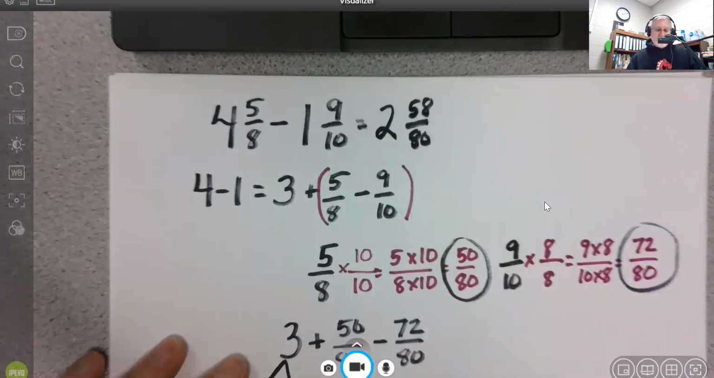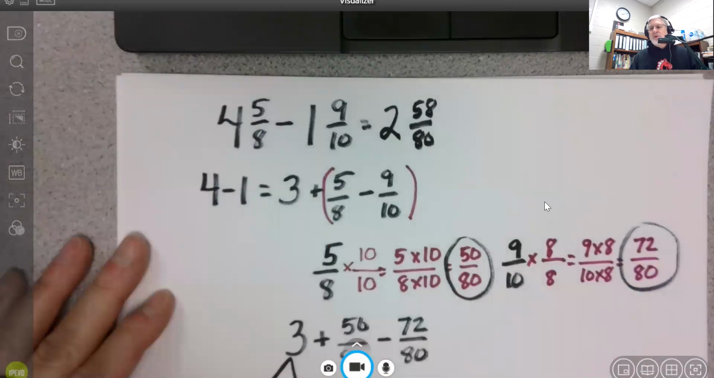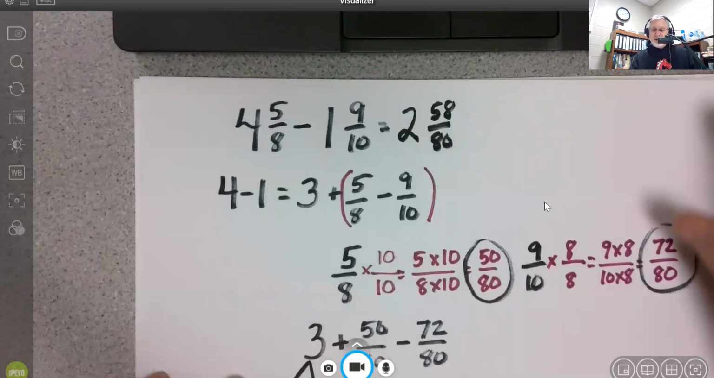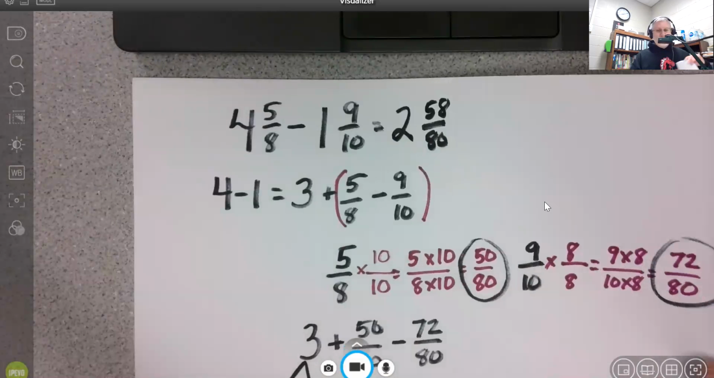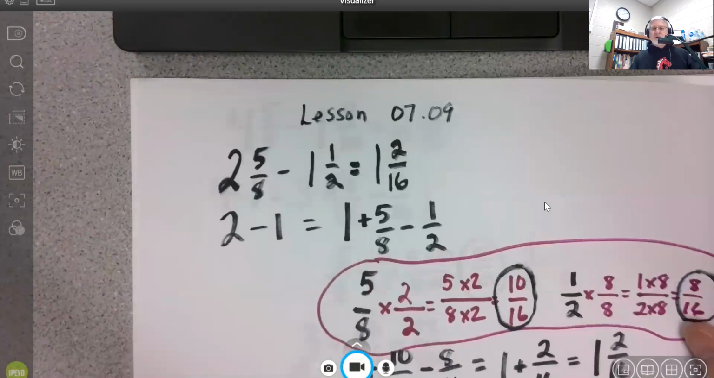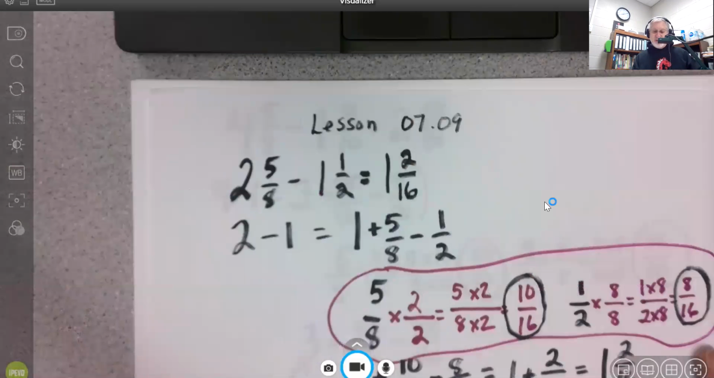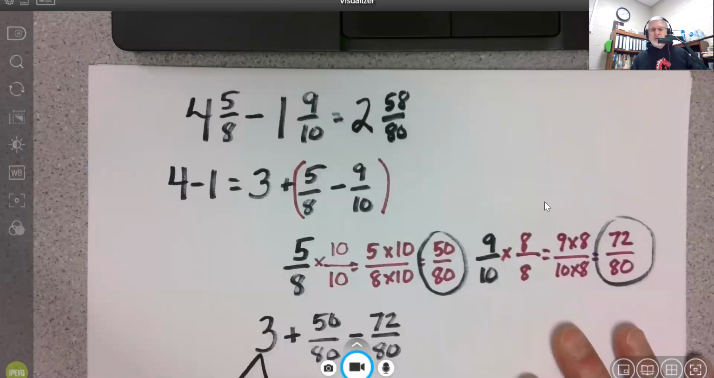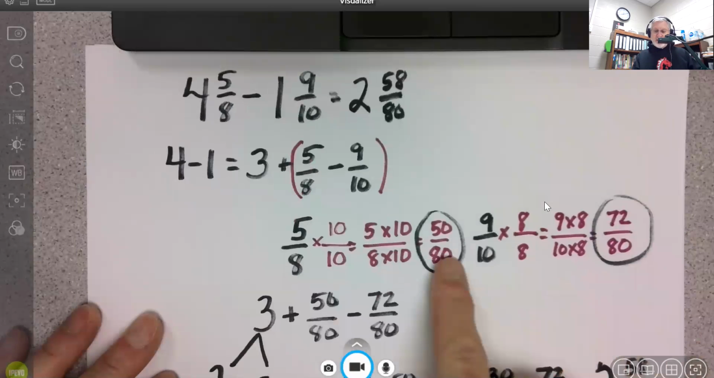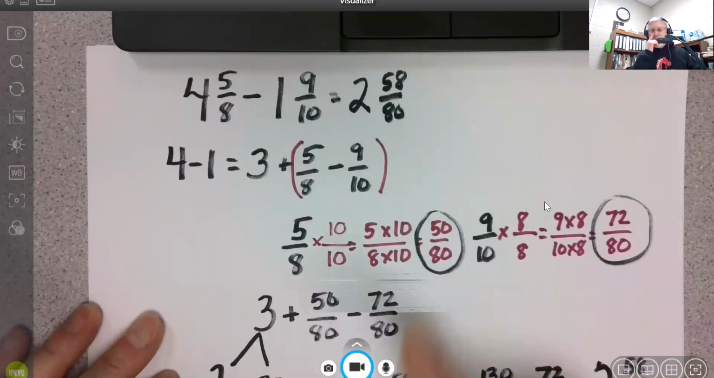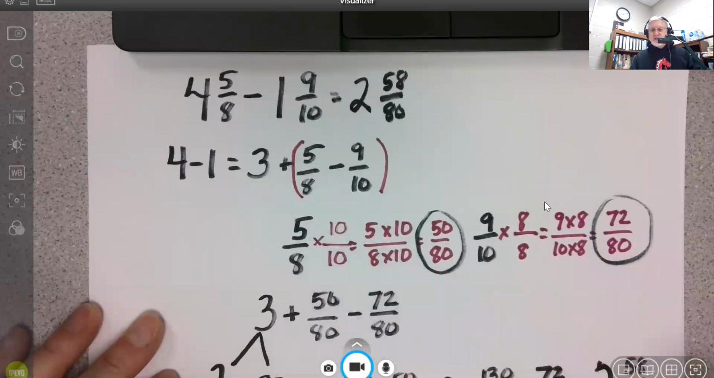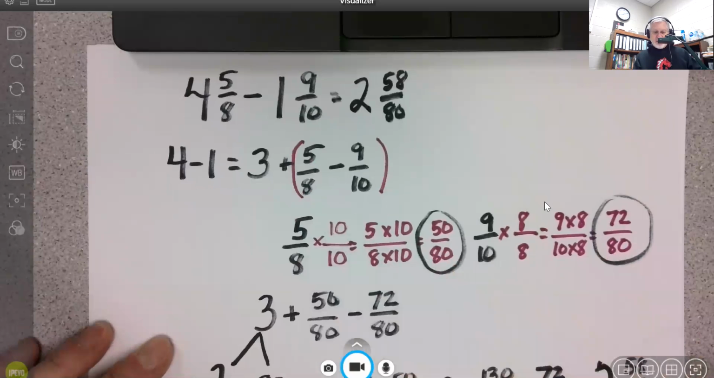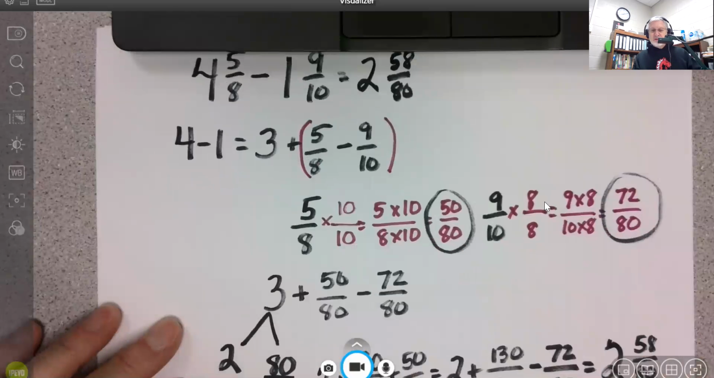Okay, so I want you to watch this video. Watch it again if you need help. I've given you 2 different examples. The first one, we found common denominators and subtracted. We did not have to regroup. But on the second problem, we were subtracting a fraction that was greater than our fraction, so we had to regroup that fraction from one of our wholes.